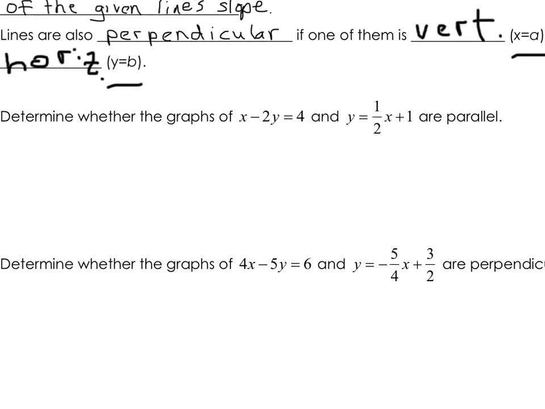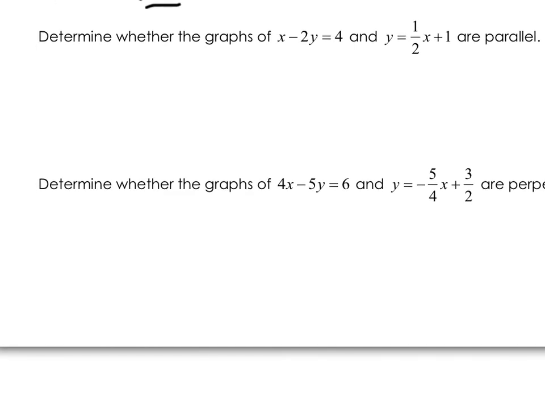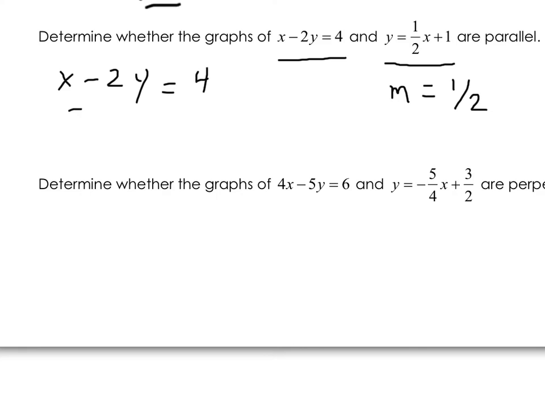So let's determine whether the graphs of these two lines are parallel. If they are parallel, they must have the same slopes. So what are the slopes of these two lines? The second line is easy to see that the slope is 1/2. What's the slope of the first line? Well, I don't know. We need to put it in slope-intercept form before we can determine what the slope is. We need to solve for y. Let's first subtract x from both sides.